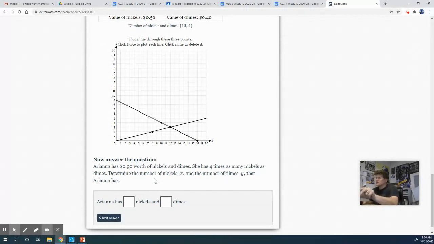Think about our consistent independent. Think about our consistent dependent. Think about our inconsistent. Take a look at these lines that you graphed. They intersect at 1 point. With that 1 point, that's a consistent independent. That's our solution. We had 12, 3. So I have 12 nickels, 3 dimes.